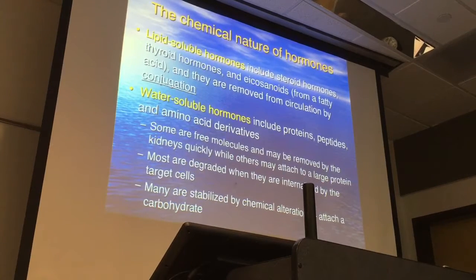Now, they exist in the bloodstream for a long time, but when those free lipid soluble hormones go through the liver, it attaches a water soluble molecule to it, making the lipid soluble hormones able to be degraded and removed. So conjugation is attaching that water soluble component to the lipid soluble hormones that makes them more susceptible to degradation, okay?